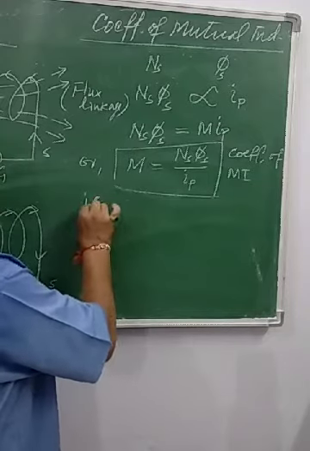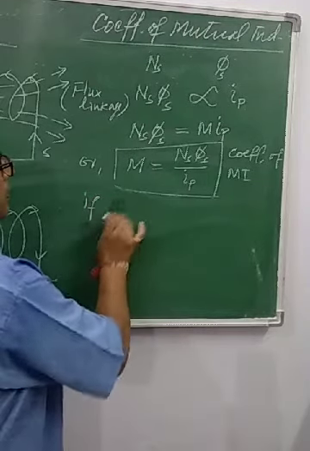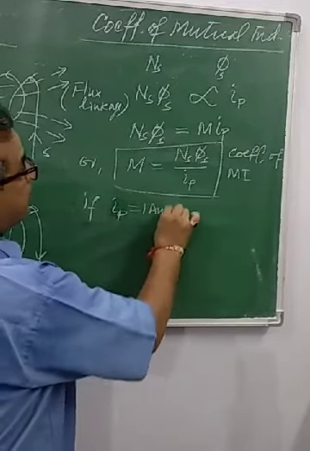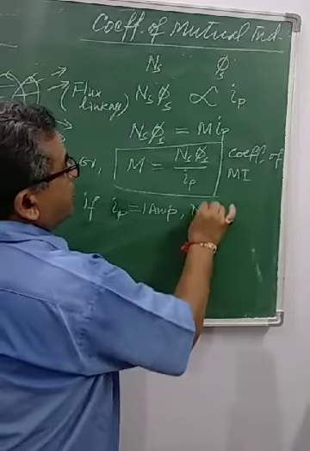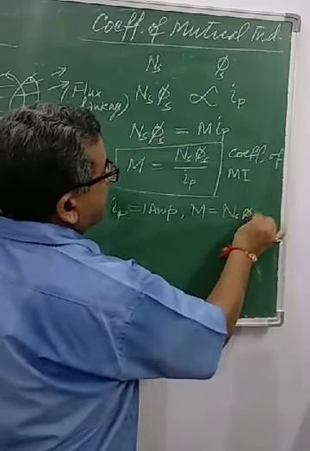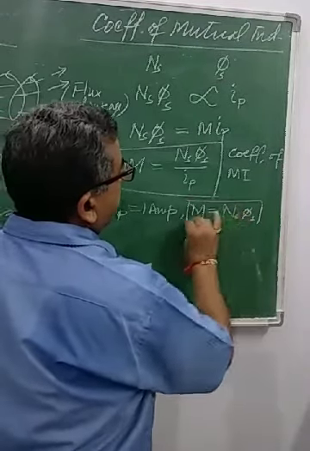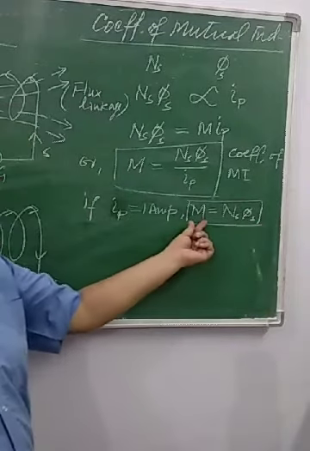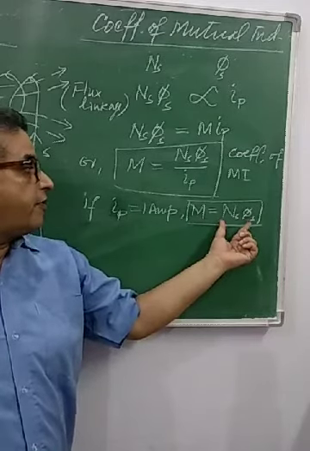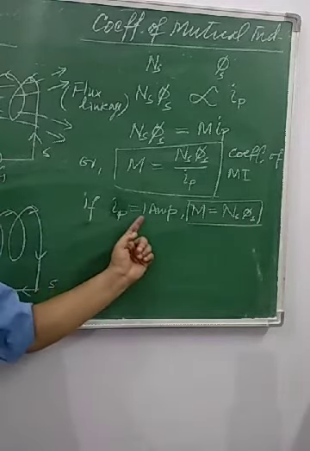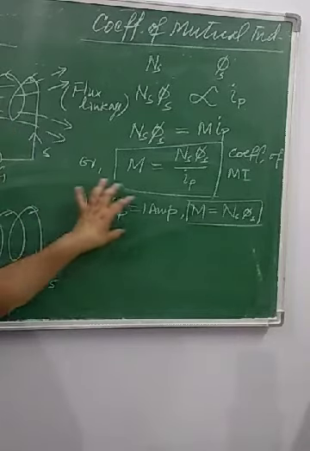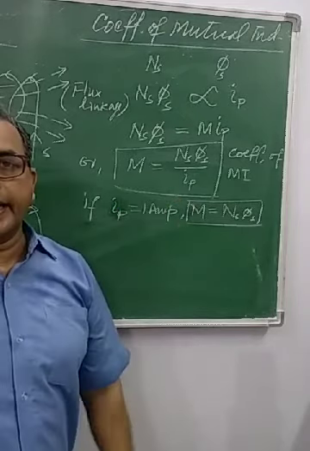If I_P equals 1 ampere, so M equals N_S phi S. So the coefficient of mutual inductance is equal to the total flux linkage when a current of 1 ampere flows in the primary coil or circuit. So this is called the coefficient of mutual induction.